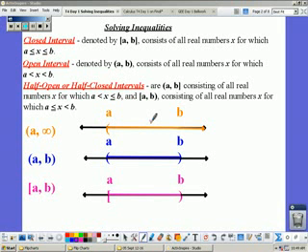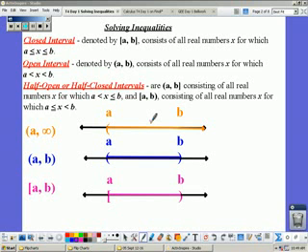So we're going to be solving inequalities, and first of all, these definitions. Closed interval, denoted by, and notice the brackets when you have a closed interval AB, it consists of all real numbers x where x is between A and B, including A and B. Okay? Including A and B because they have the equal bar underneath.